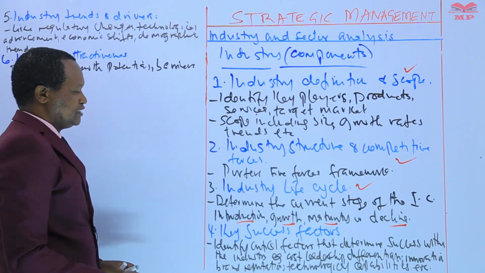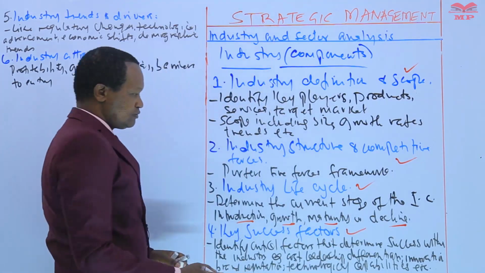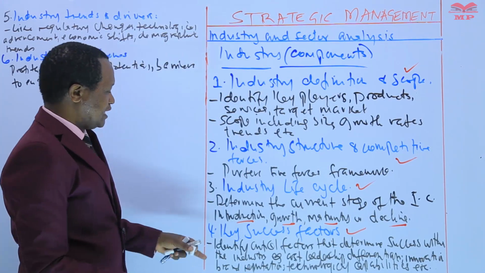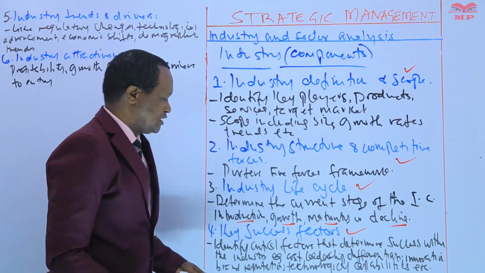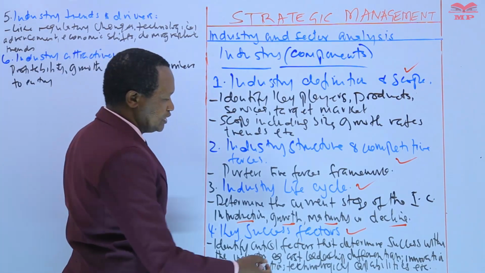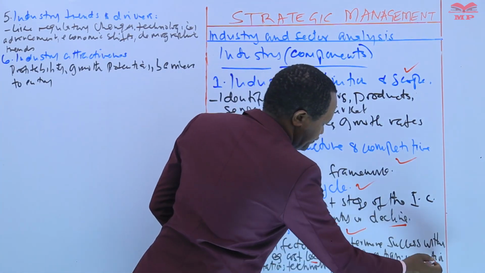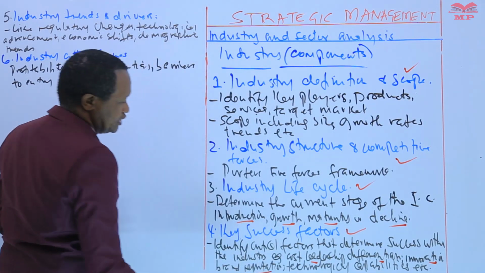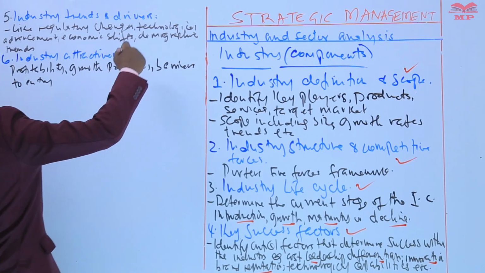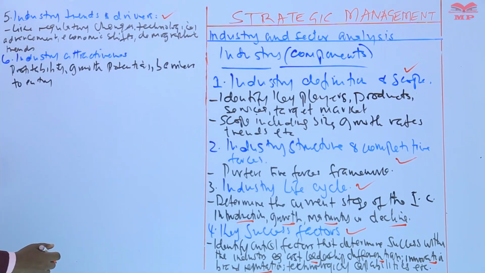The fourth aspect is key success factors. When carrying out industry analysis, identify the critical factors that determine success within the industry. And that could be cost leadership, differentiation, innovation, technological capabilities, brand reputation, and so on. Then number 4, we have said analyze industry trends and drivers. We've given examples of industry trends and drivers: demographic trends, technological advancements, economic shifts, regulatory changes, and so on.